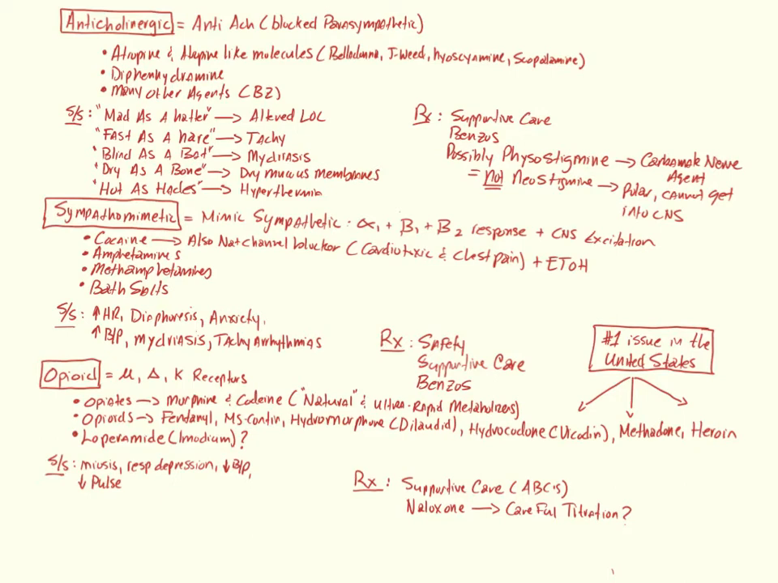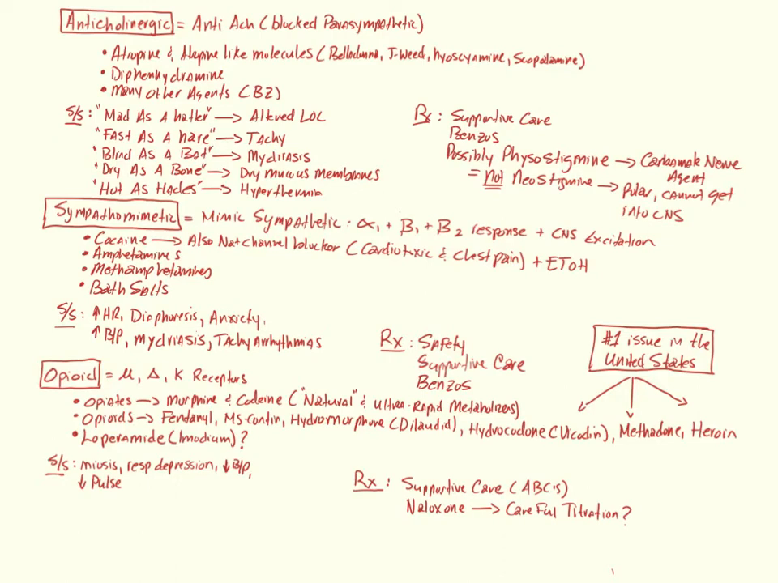The next one presents similar to anticholinergic, and they can get confused, but they are very different, and that is sympathomimetic. And these are drugs that mimic the sympathetic. Anticholinergic is not sympathetic, guys. Anticholinergic is blocking parasympathetic.